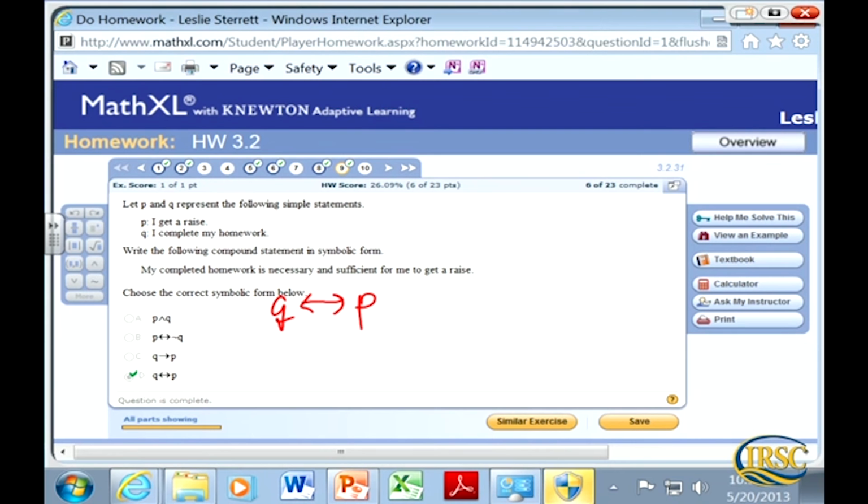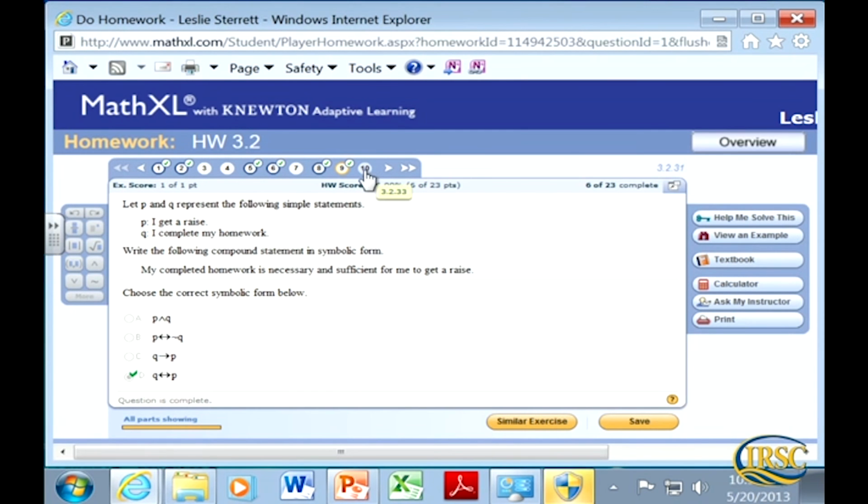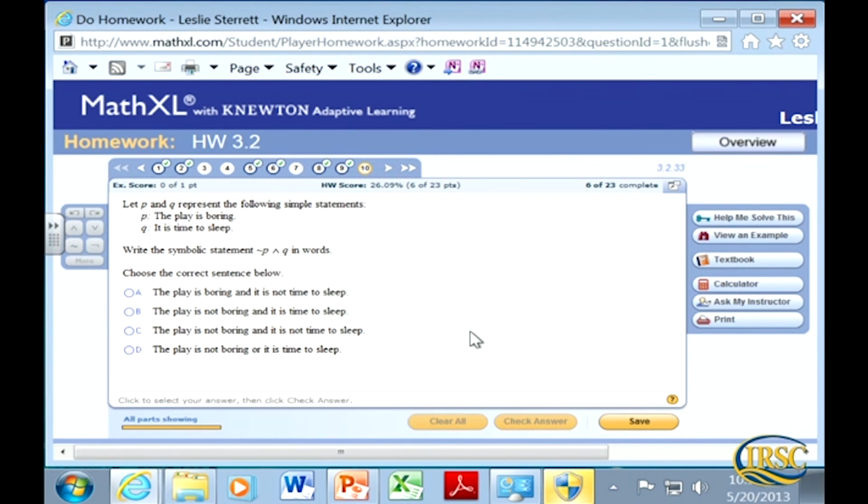My homework completed is Q. For me to get a raise is P. But this would have been the same answer, because in an if and only if, the order does not matter. Okay, and then they're going to have you go in the opposite direction. They'll give it to you in symbols, and they want you to translate it into words.